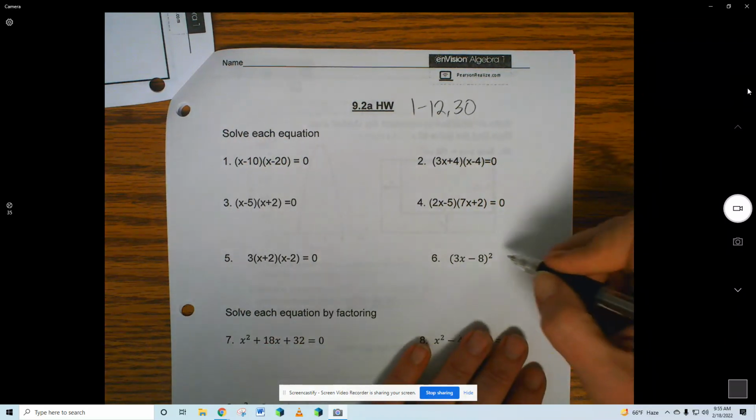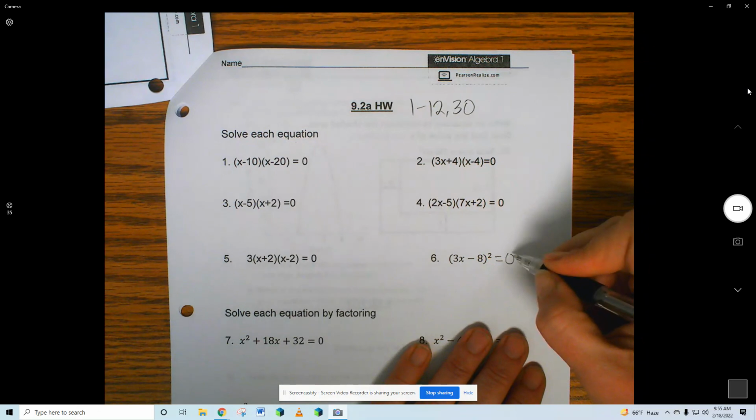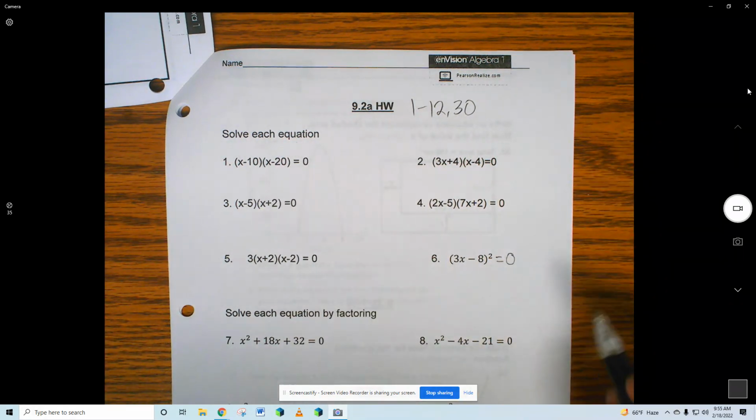Oh, sorry guys, on number 6, it should say equals 0. I apologize. I don't know why it doesn't.